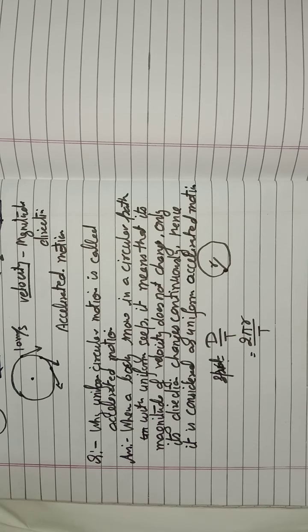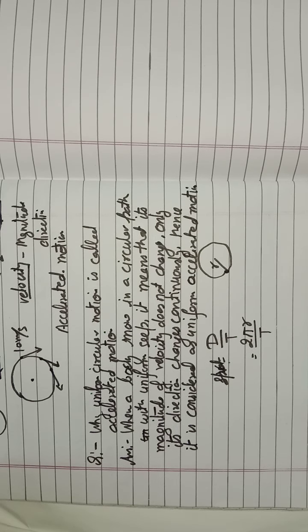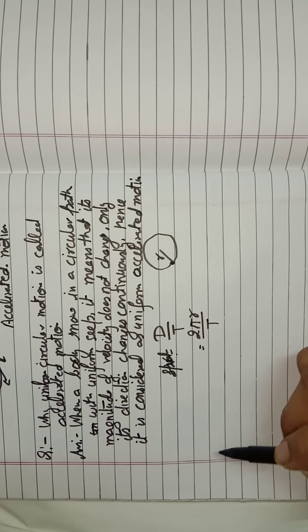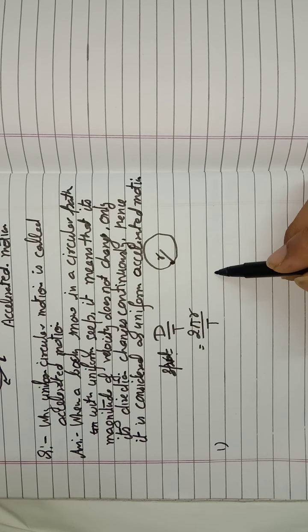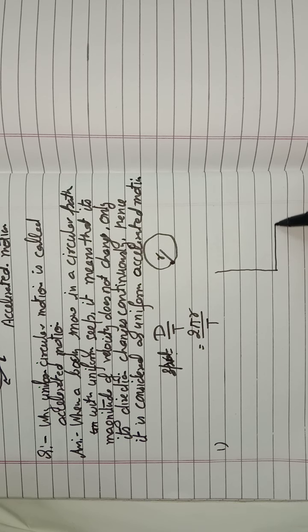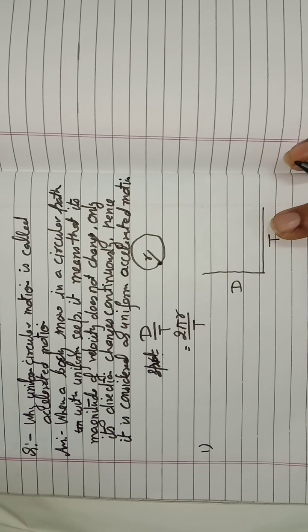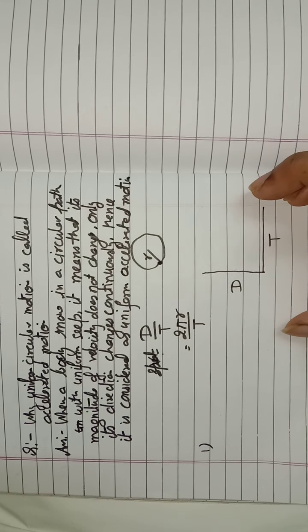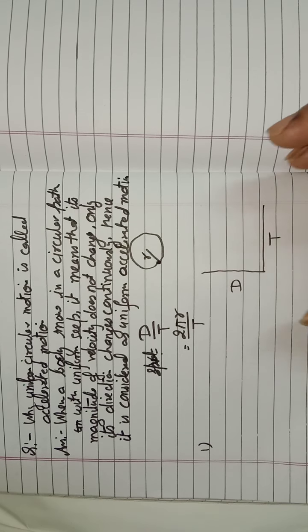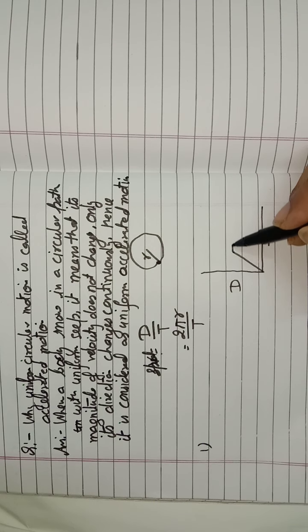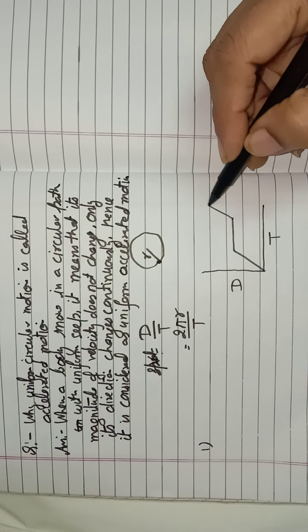Now I'm going to explain some numericals which are based on the dt graph and vt graph. First, the dt graph. In the last lecture I already explained what the dt graph is. We represent distance on the y-axis and time on the x-axis, and this is called the dt graph. I am giving a question so that I can explain how you can do the numericals based on the dt graph.